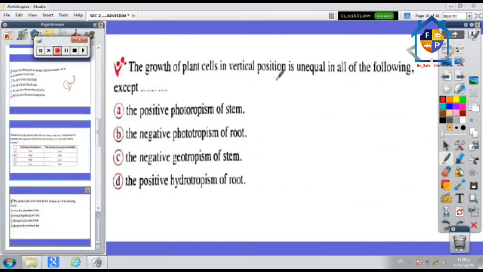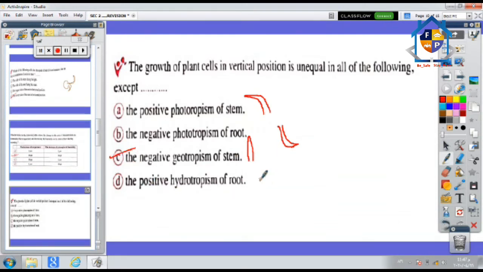The growth of the plant cells in vertical position is unequal in all of the following except: the positive phototropism of stem? Yes, the stem rising up, it will be unequal distribution. The negative phototropism of root, which grows down, will also be unequal. The negative geotropism of stem, will it be equal or unequal? Yes, it will be equal.